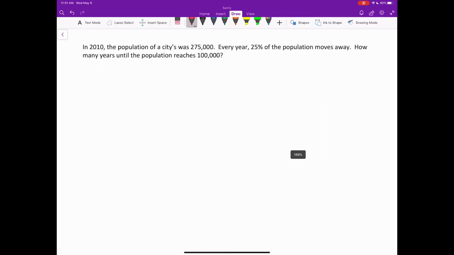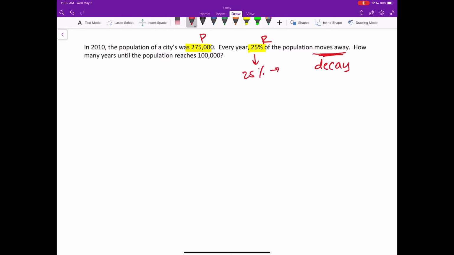You're doing good. Okay. In 2010, the population of a city was 275,000. All right. So there we go. That sounds like our starting value, our principal P. Every year, 25%, there's our rate, moves away, going away from the city. So that would be our indicator that this is a decay problem. And real quick, I'm just going to say 25% as a decimal is 0.25.